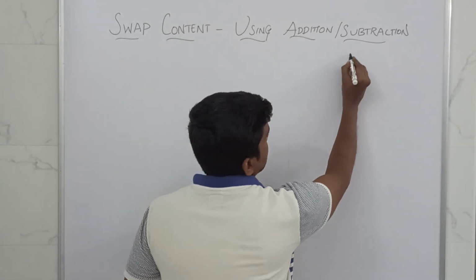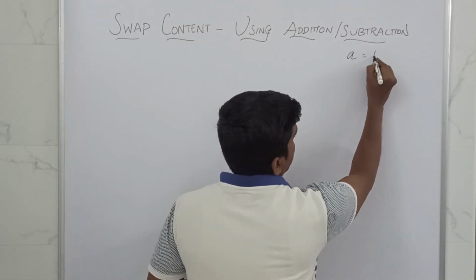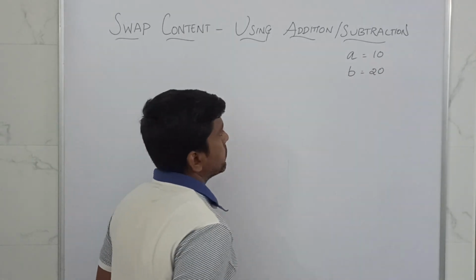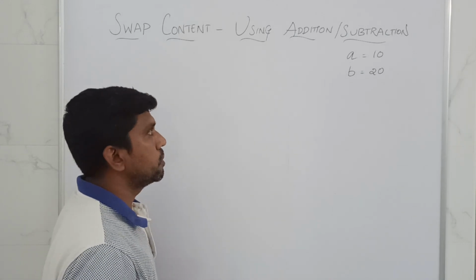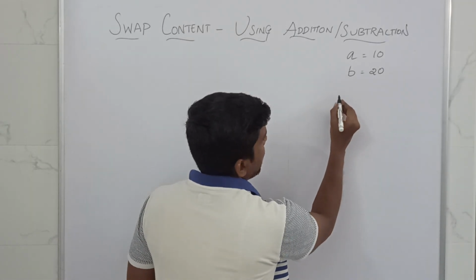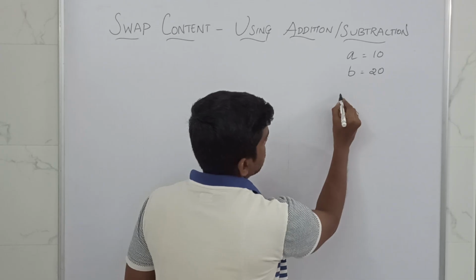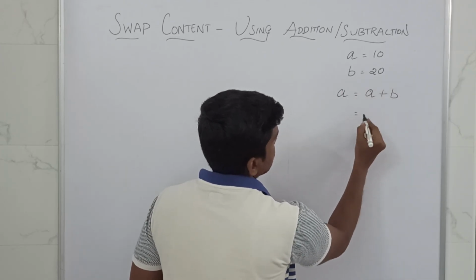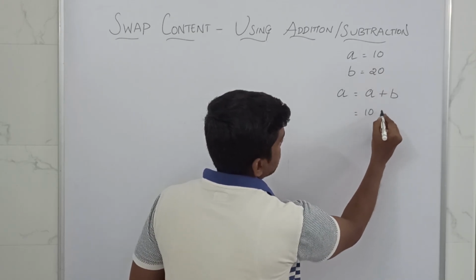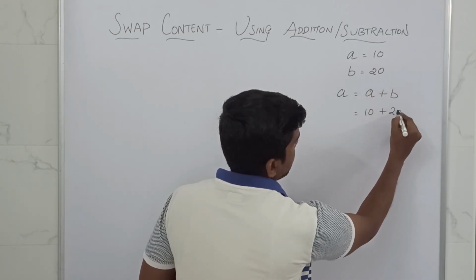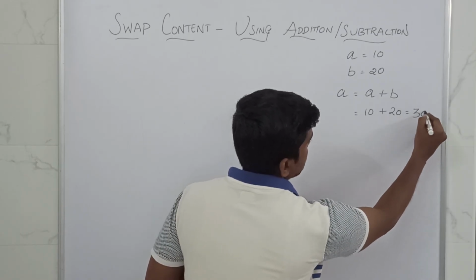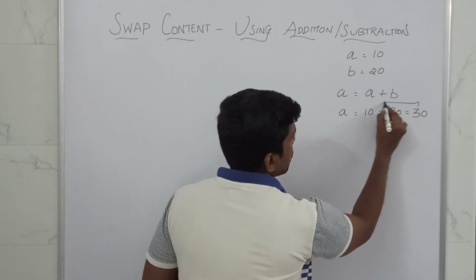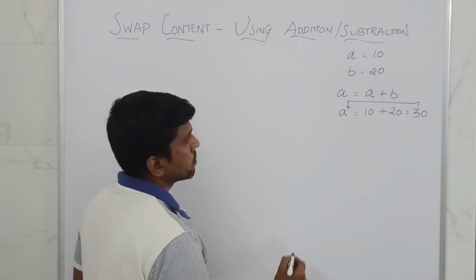So before swap, A variable content is 10, B variable content is 20. So I need to swap these two variable contents. So let me add first A and B values. So A equal to A plus B. A value is 10, B value is 20. So after addition you will get the result 30. So this 30 is stored in A variable.